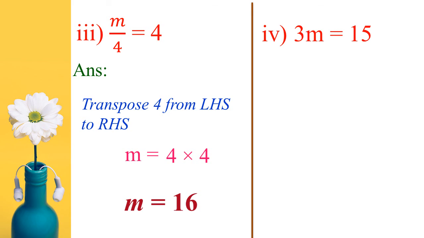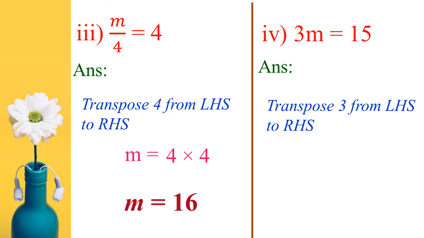Next one, 3m equal to 15. So here transpose 3 from left hand side to right hand side, we get m equal to 15 divided by 3. Here 1 3s are 3, 5 3s are 15. So therefore m equal to 5. The solution of the equation 3m equal to 15 is 5.